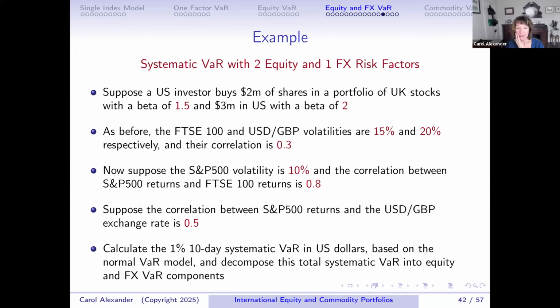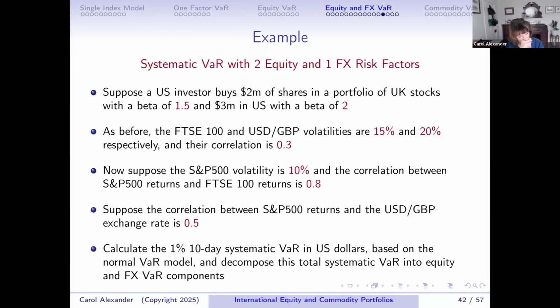And then we've got volatilities as before, same as I had before. And suppose we now need to know the S&P 500 volatility as well. That's 10%. And then we need another correlation between the S&P 500 and FTSE returns, which is going to be 0.8, and another correlation between the S&P 500 and the exchange rate returns, which is going to be 0.5.